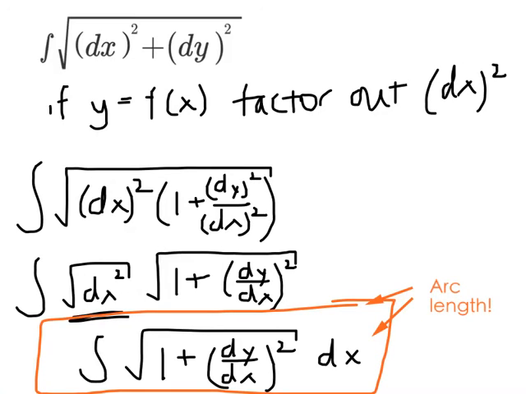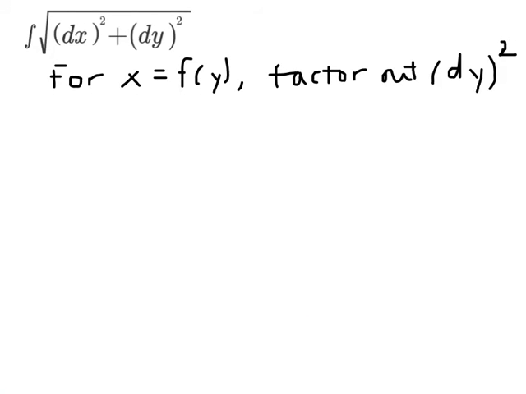Okay, let me show you what it would look like if we had a function in terms of y instead of in terms of x. So I'm going to start with that same integral of the square root of dx squared plus dy squared with my differentials. And now if I have x as a function of y, that means that my derivative would have a dx/dy in it.